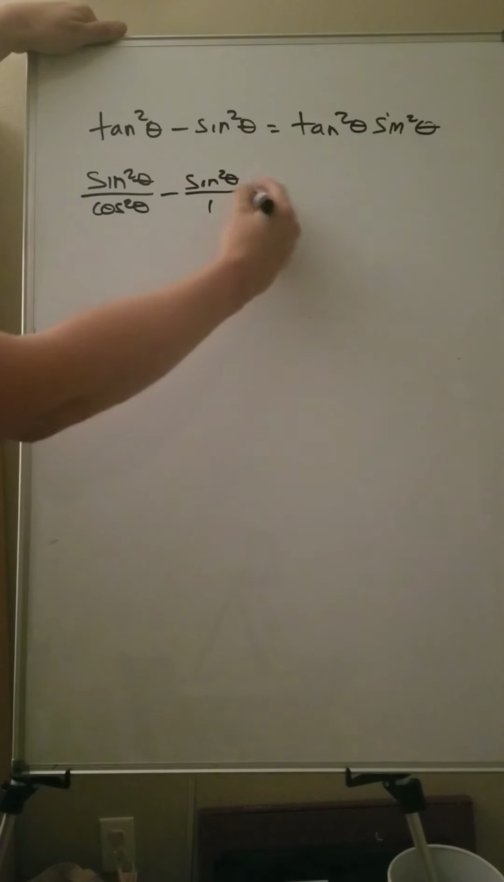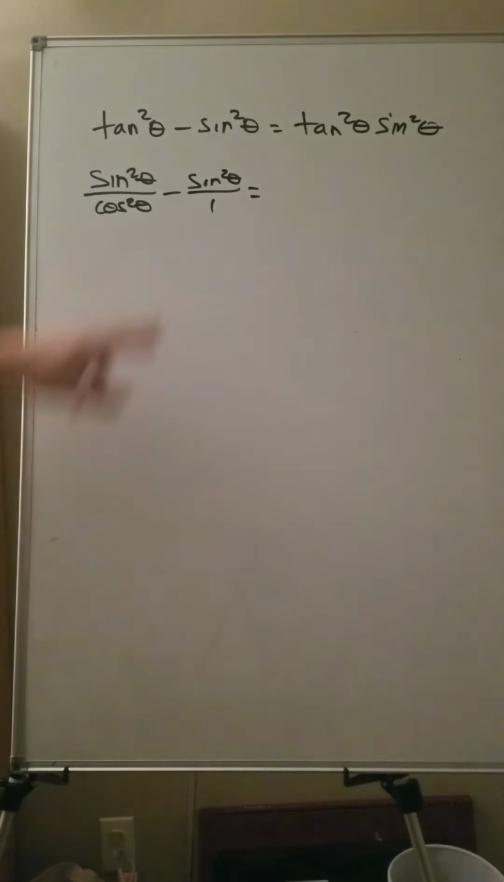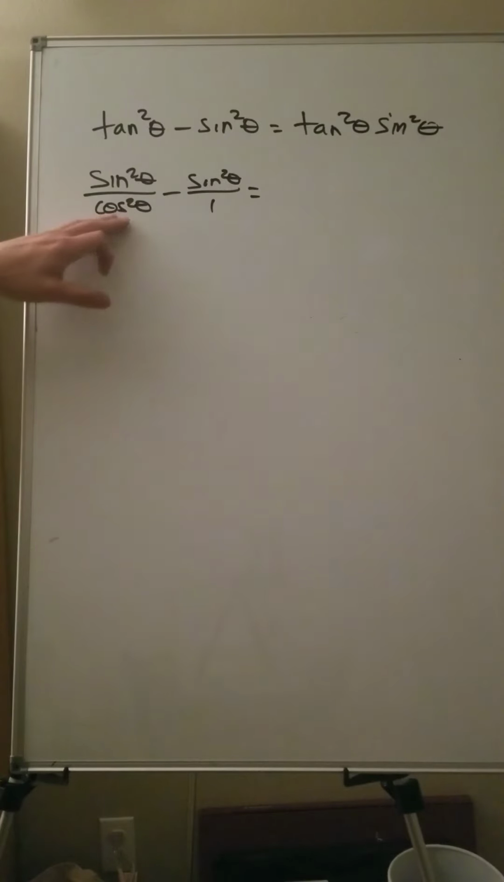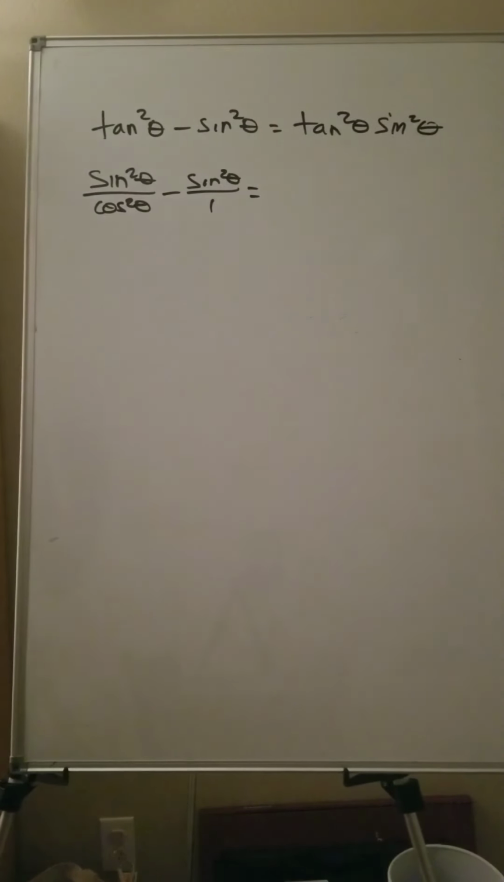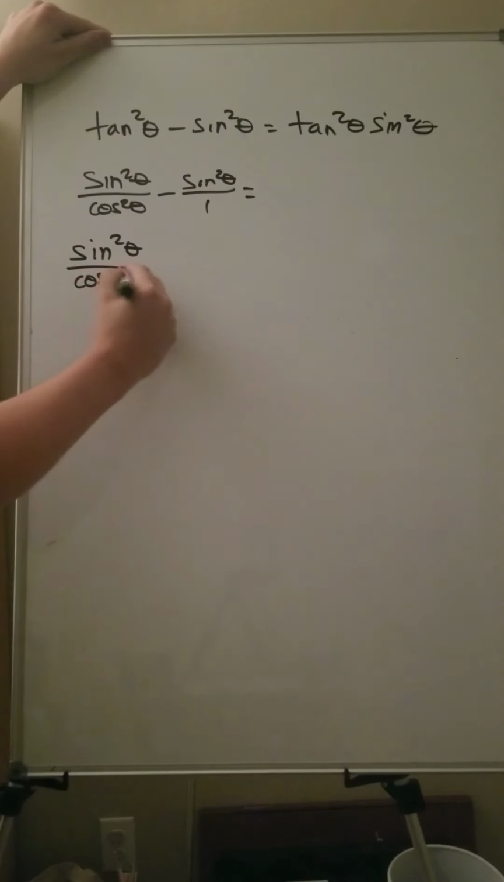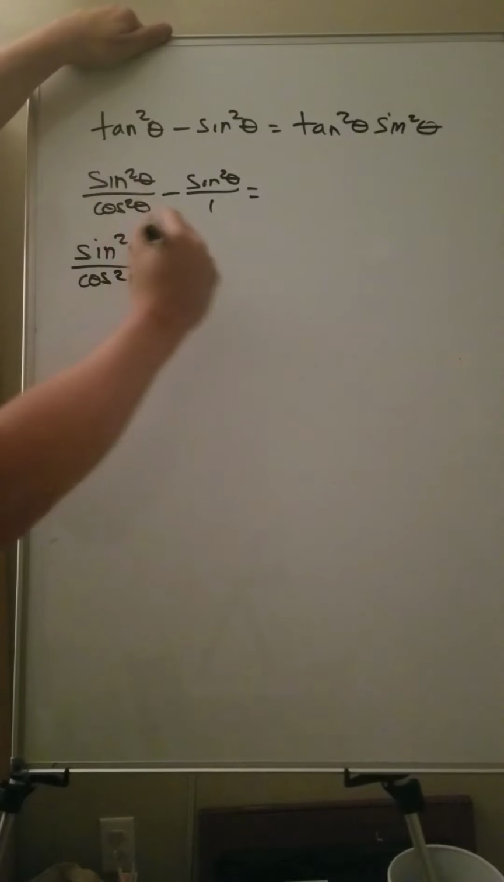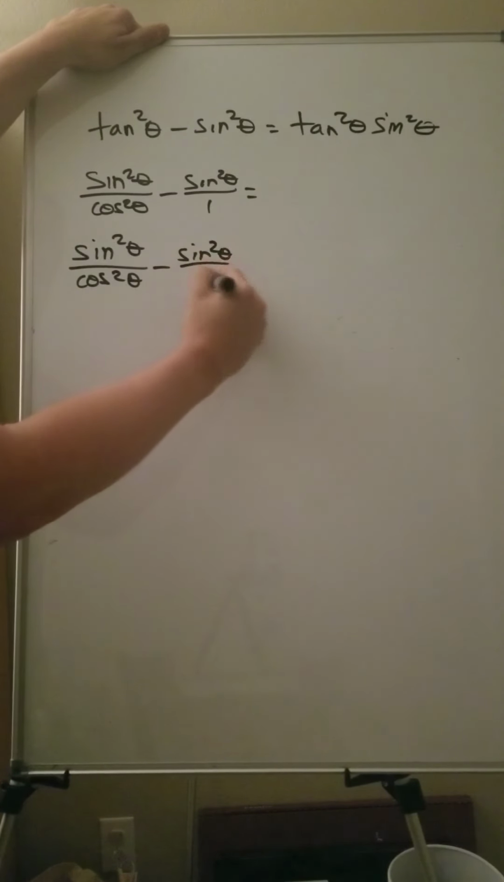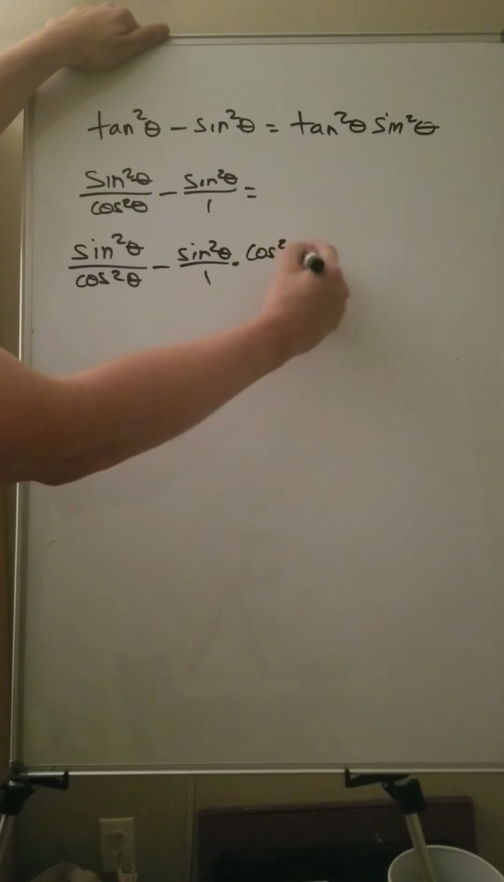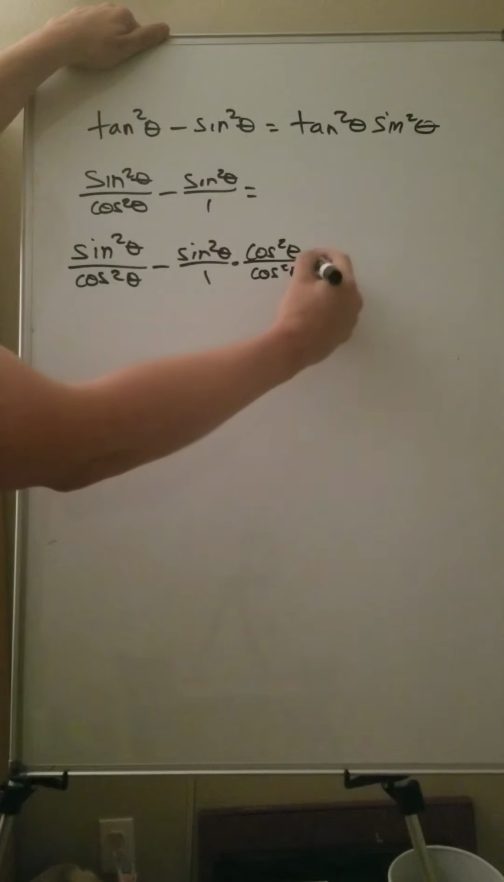Sine squared theta is the same thing as sine squared theta over 1. I'm putting it over 1 simply because I have this fraction, and if I make that a fraction, I can see that the step here would be to make common denominators. So the common denominator between cosine squared and 1 is obviously cosine squared. So this fraction will remain unchanged, sine squared theta over cosine squared theta minus, here I have sine squared theta over 1, but it needs a factor of cosine squared theta in the denominator. So I'll multiply by my form of 1, cosine squared theta.